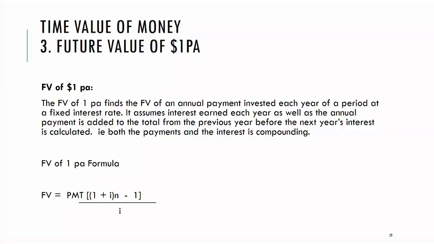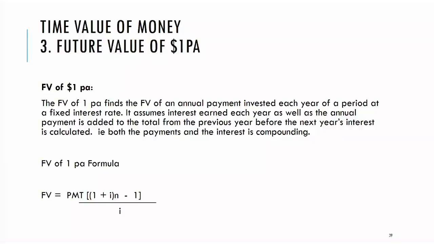It assumes interest earned each year as well as the annual payment is added to the total from the previous year before the next year's interest is calculated. So you invest $1,000 and the following year you have to calculate the interest on that $1,000 plus interest on $1,000 to this year's $1,000. Interest on initial deposit and its interest and the new deposit. Per annum means you deposit every year.